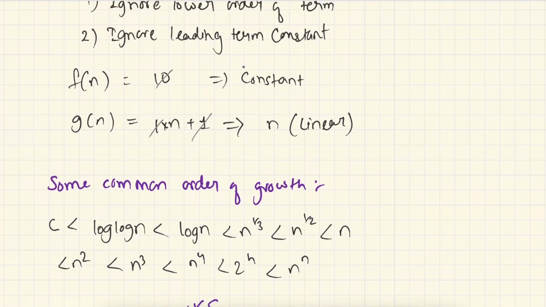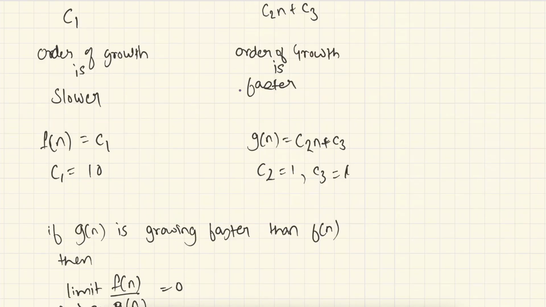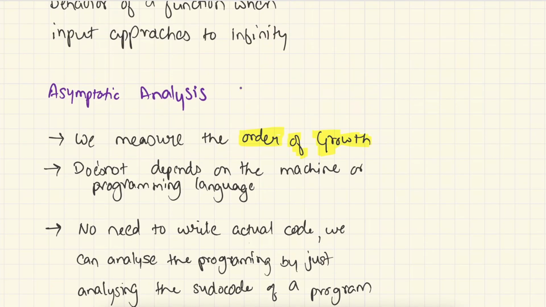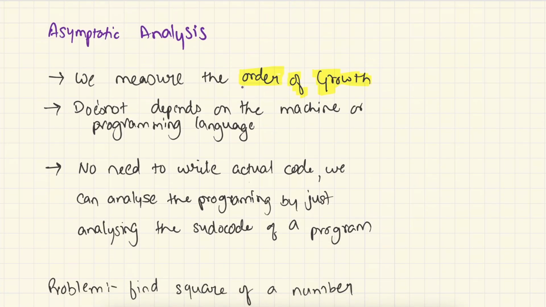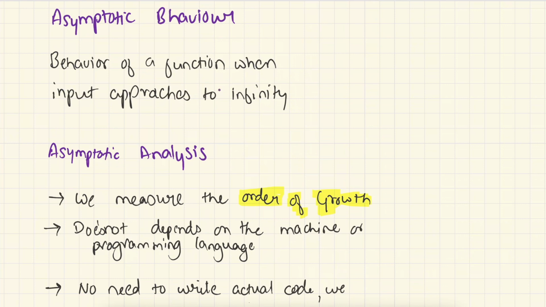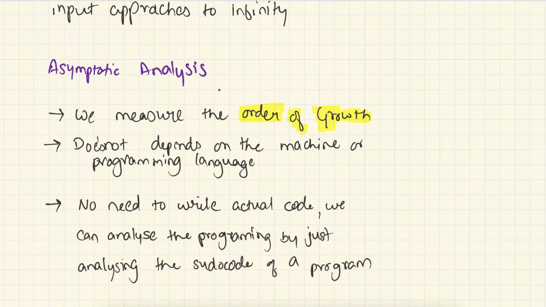So in this way, asymptotic analysis helps us to figure out which algorithm is faster and more efficient. I hope after watching this video, you have a clear understanding of how asymptotic analysis works.